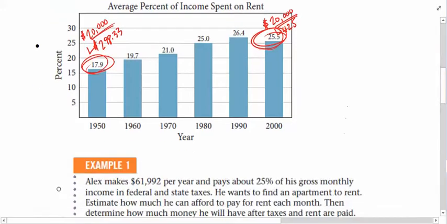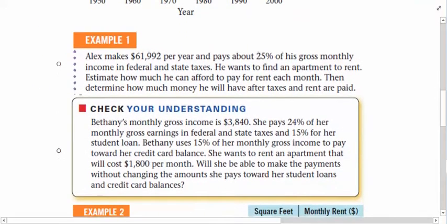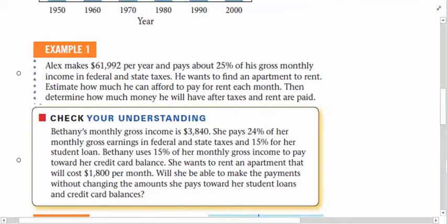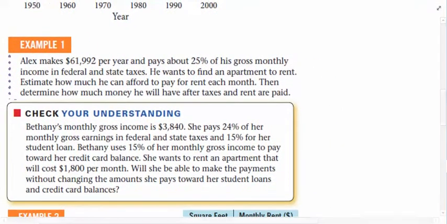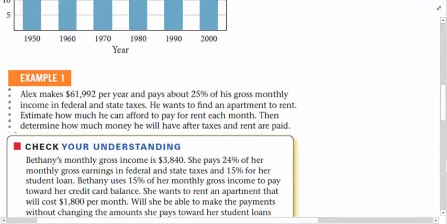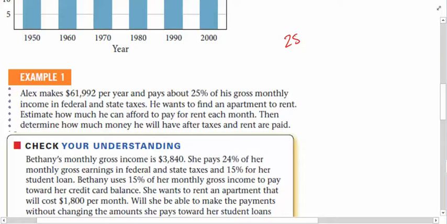To finish out this video, I'd like to look at two practice problems, this example number 1 and the check your understanding that goes along with it. Before we do example number 1, I will point out here that we're going to use this 25% number that was illustrated in the year 2000. We're just going to use the whole number 25%, and we're going to say that a person would spend 25% of their take-home pay rather than 25% of their total income.